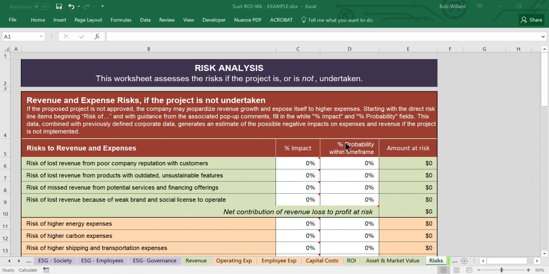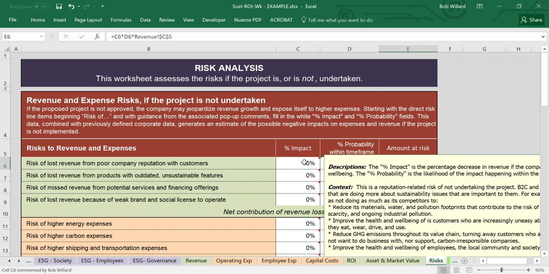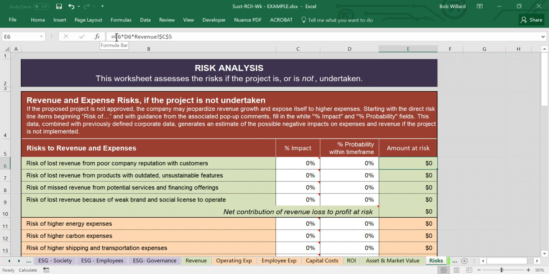And once you put in those two, the calculation is automatically done for the amount at risk. Just to reassure you how it works, that calculation is going to take the value in this cell, C6, the value in this cell, D6, and multiply it by what is on the revenue sheet in cell C5. That's a way in which you can interpret the formulas that are built into this. You don't have to worry about those, they're going to be done for you. But I just want to reassure you that if you want to change any of those formulas, the way to do that is up here in the formula bar.